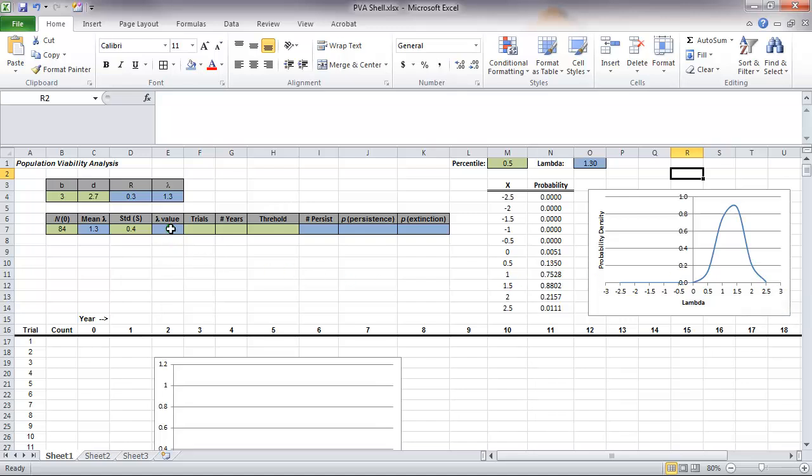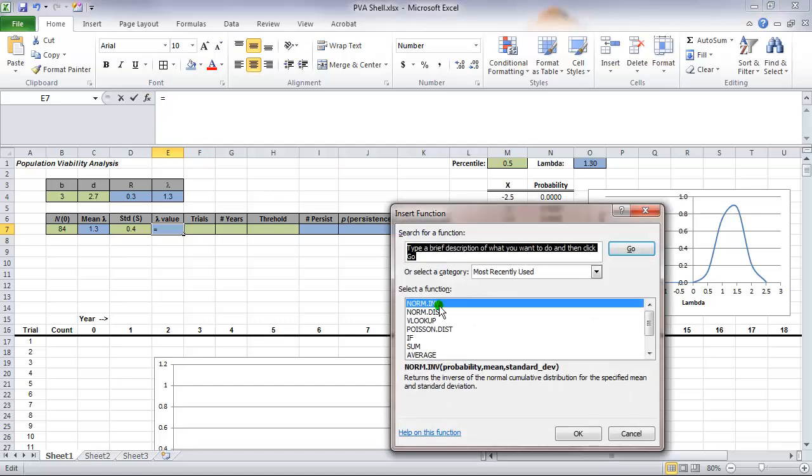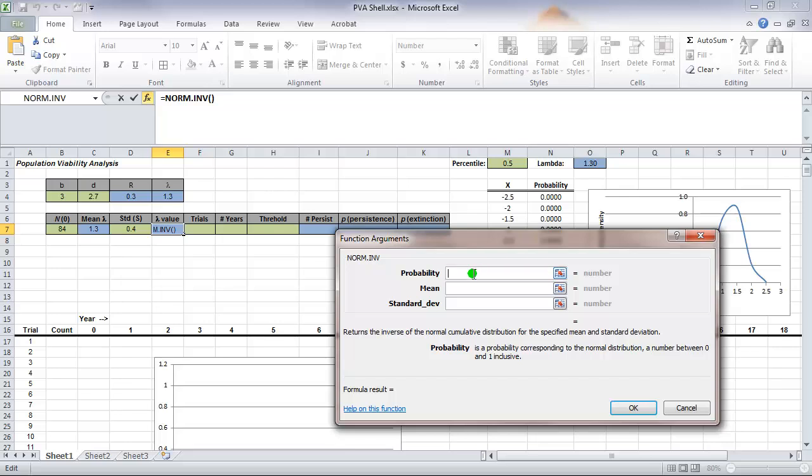And the way we're going to draw these numbers is with yet another function. In particular, another norm inverse function, but this time we're going to throw a little twist on it. So let's go back to our norm inverse function, and this time we're going to draw a random probability. And in Excel, we can designate a random number with RAND, open parentheses, close parentheses. Once again, our mean is going to be referenced in cell C7, and our standard deviation is going to be referenced in cell D7. You'll see that Excel returns the word volatile here, and that means that every time the spreadsheet is calculated, a new random number is drawn. Let's try it.